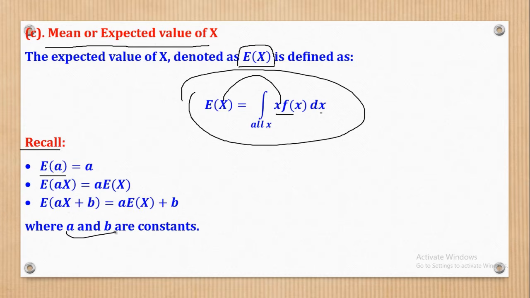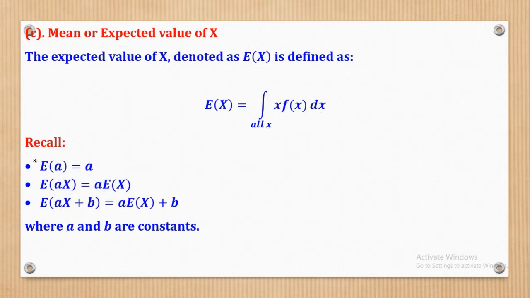Remember, a and b are constants, so expected value of a constant is equal to that very constant. So if you want the expected value of 2, it will be equal to 2. Then expected value of ax is equal to a. You first put out the constant followed by E(x). Furthermore, the expected value of ax plus b, you first pull out the constant, multiply by the expected value of x, then plus this constant again, which is there. So these rules are very, very vital.